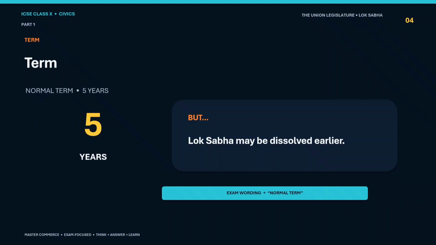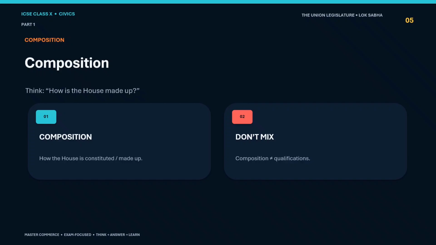Now, a very easy looking question that can become a silly mistake. What is the normal term of Lok Sabha? 5 years. But don't say every Lok Sabha always completes 5 years. It can be dissolved earlier, so remember the exact wording. Normal term, 5 years. Early dissolution, possible. Also, don't confuse the term of the House with the term of an individual member.